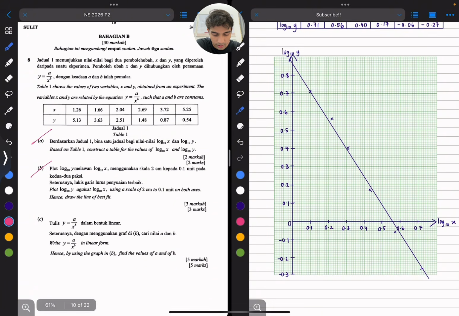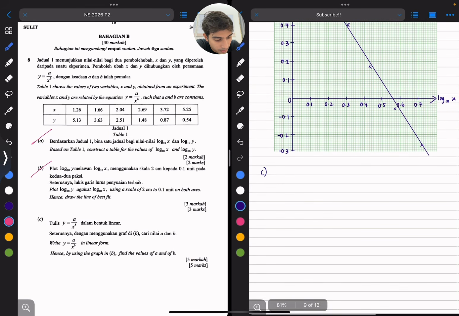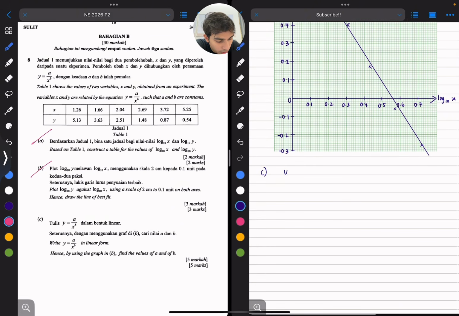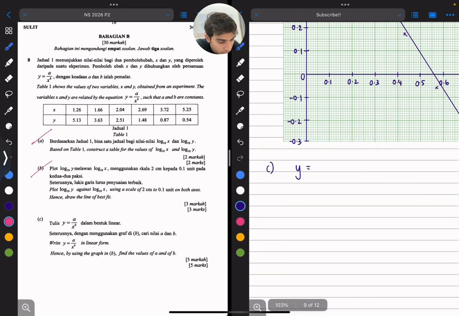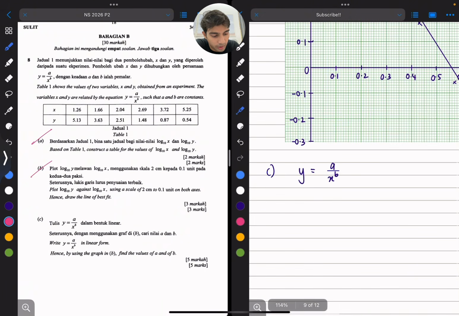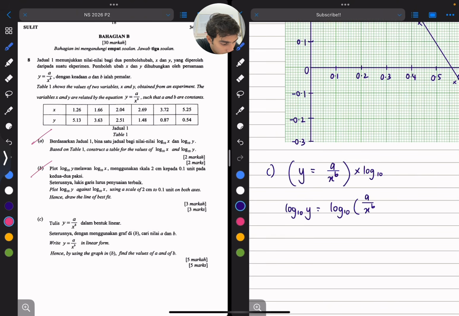Next, C. Write this in linear form. All right, so let's try to linearize this. This one is B. So y equals a over x^b. To linearize this, we need to match the x's. So here we have log 10 y and log 10 x, right? Here we don't have log 10 on both sides, so we apply log 10 to the whole thing. So we get log 10 y equals log 10 of a over x^b.